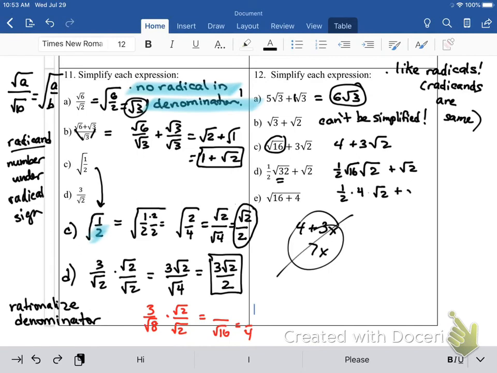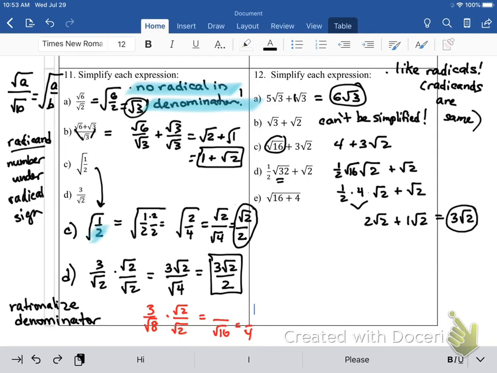And radical 2. These coefficients will multiply together. Half of 4 is 2. 2 radical 2 plus 1 radical 2 is 3 radical 2. Do not add those radicals together. Just like 1x and 2x is 3x. Or 2/5 and 1/5 is 3/5. 2 radical 2, 1 radical 2 is 3 radical 2. Okay, keep that pattern there.